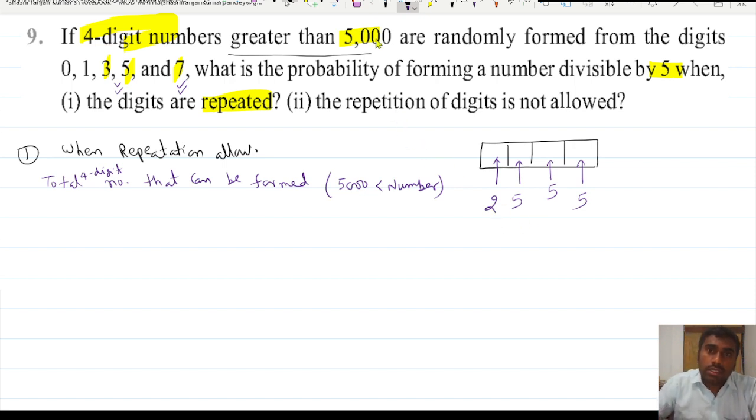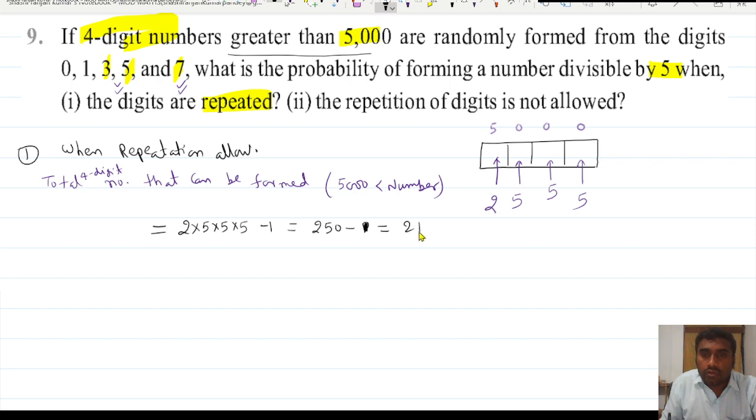But see, in this situation, suppose the first digit is filled with 5 and the remaining places with 000. Then the number is 5000, but we want the number to be greater than 5000, so in this counting we have to subtract 1. So the total number formed will be 2 into 5 into 5 into 5 minus 1, that is 250 minus 1, which comes out to 249. So 249 is the total number that can be formed using these digits. We have found the total sample space in the first case.